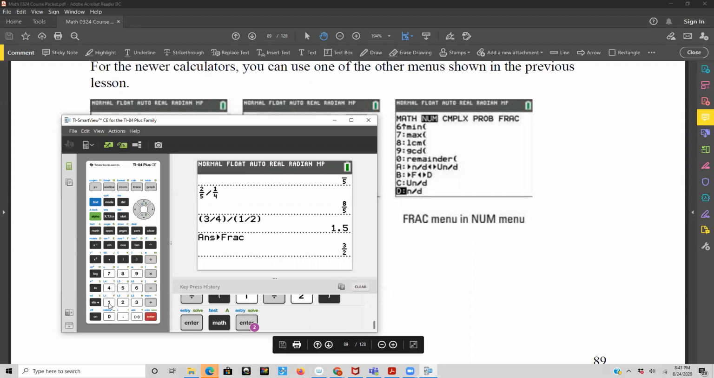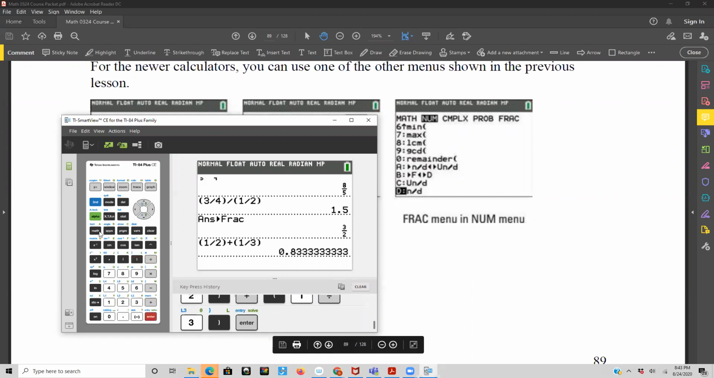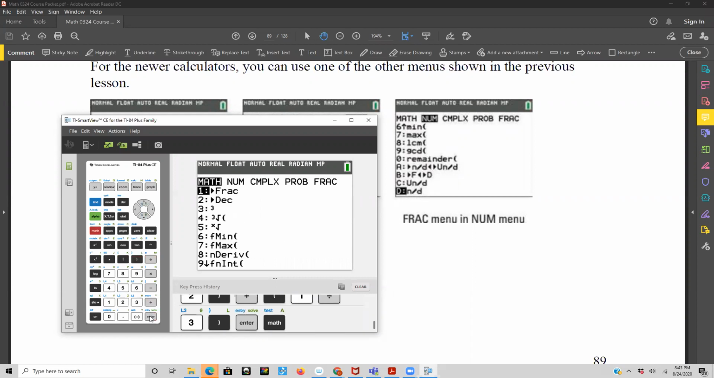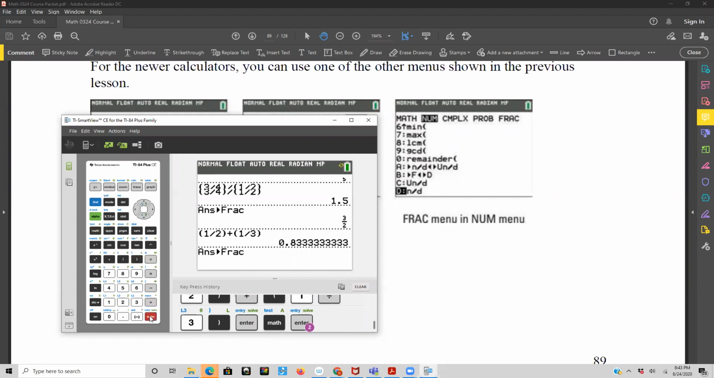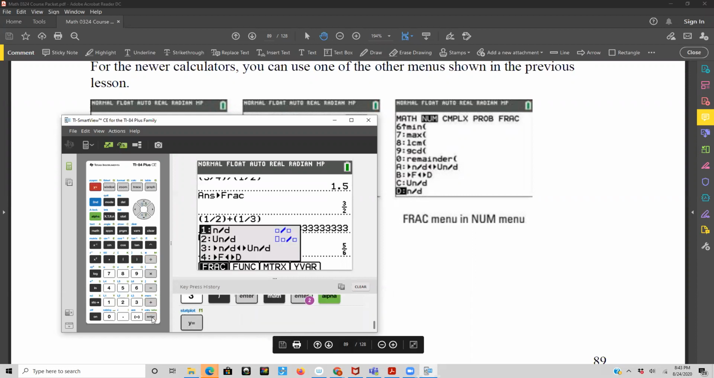You can add fractions. Let's say I want to do 1/2 plus 1/3. On a TI-83, I do 1/2. What are we doing? Plus 1/3? Sure. Plus parentheses 1/3. Enter. And let's get that in fractional form. So math frac. And I get 5/6. If you want to do it on the 84, get your n over d.